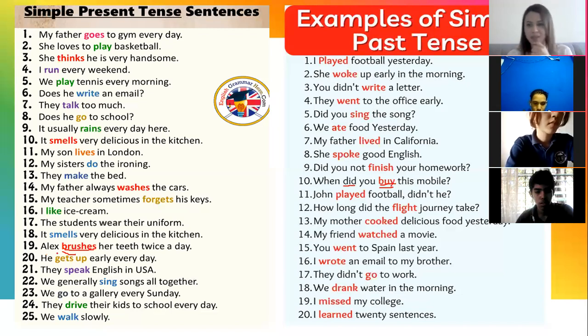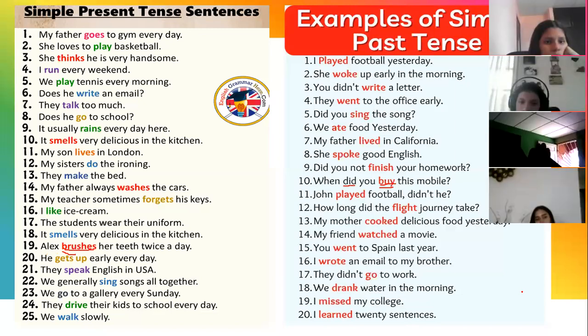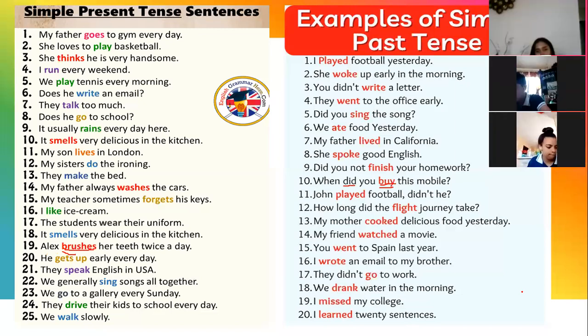Very good. Let me look for another volunteer. Here I have to choose the volunteers. So, peculiarly volunteers. Valerie M.